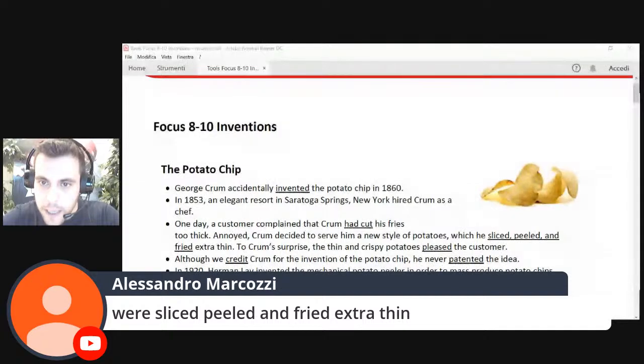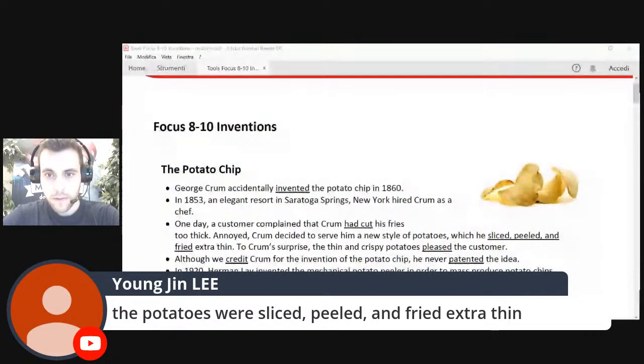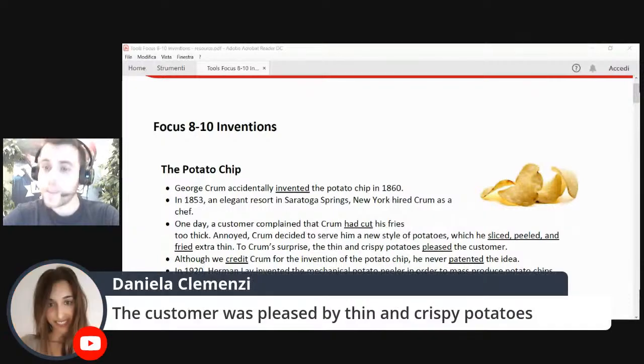Wonderful. Exactly. Caterina and Alessandro, you guys both got it. Okay? Then, to Crumb's surprise, that just the last part of that third point, to Crumb's surprise. Yeah, exactly. Daniela, Beatrice, very good. Young Jin, good job. Wonderful. Exactly. And to Crumb's surprise, the customer was pleased. Was pleased by the thin and crispy potatoes that he had made. Wonderful, guys. Perfect. So let's move on here. Although, what about that one? Customer was pleased. Yep, exactly.